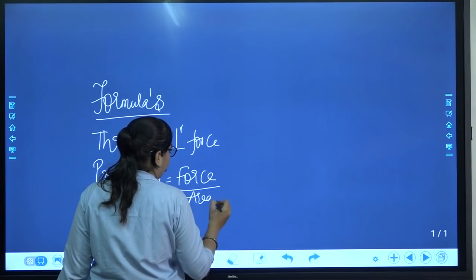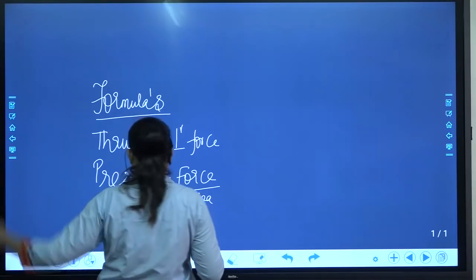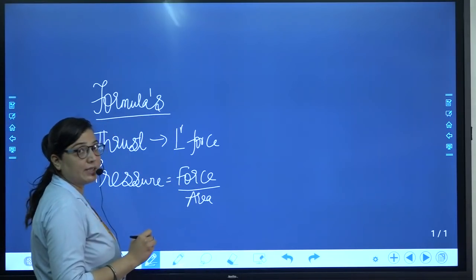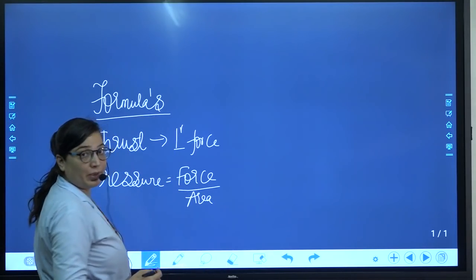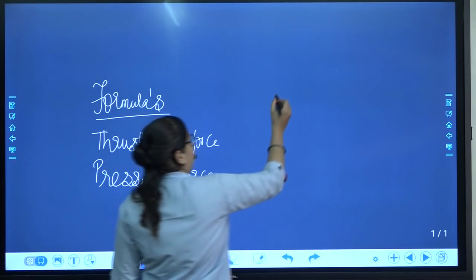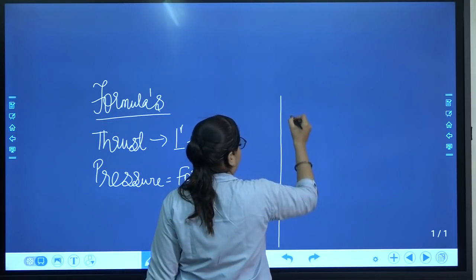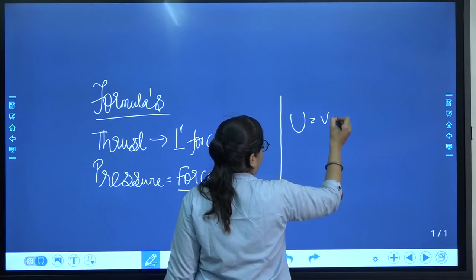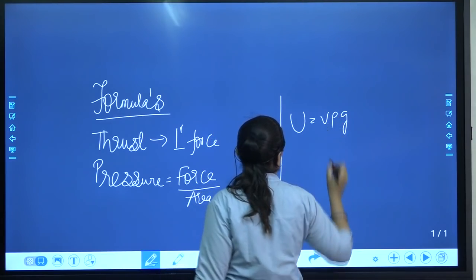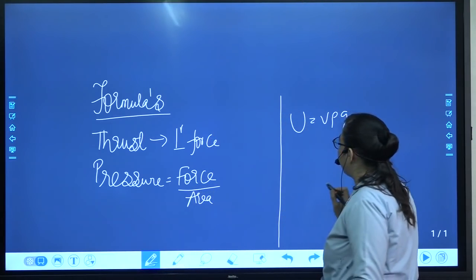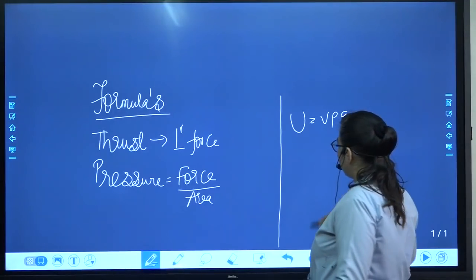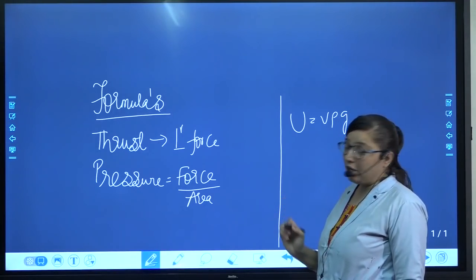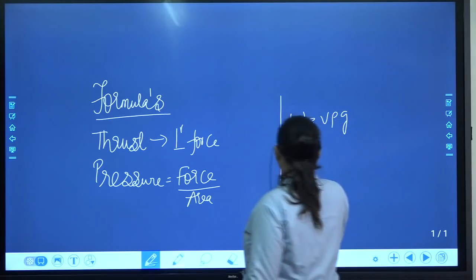What is the SI unit of pressure? It's Pascal, in the memory of scientist Blaise Pascal. It is Pascal or Newton per meter square. Then buoyant force, which is density multiplied by volume multiplied by g, the gravitational acceleration. Volume now depends on the shape you have.